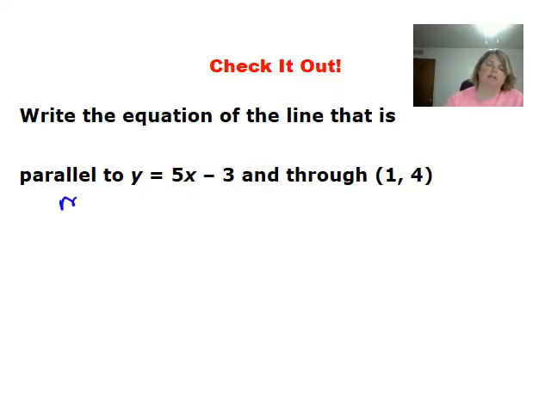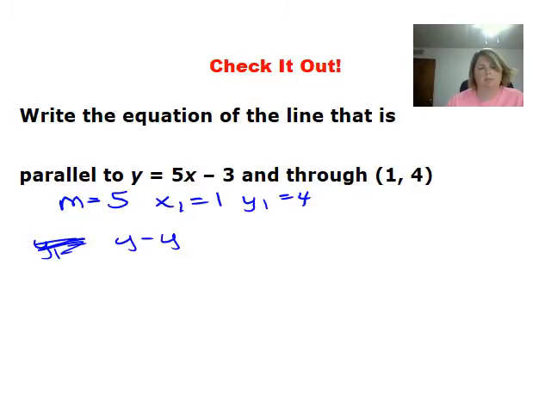So parallel lines have the same slope. Write down what x sub 1 is and y sub 1. Go to point slope form. So plug the information in. Y minus 4 equals 5 times x minus 1.